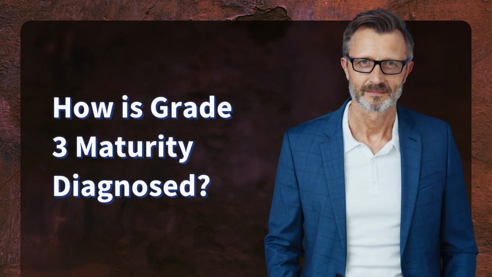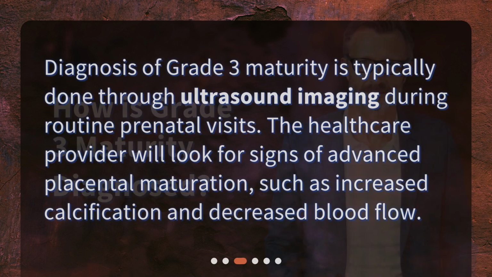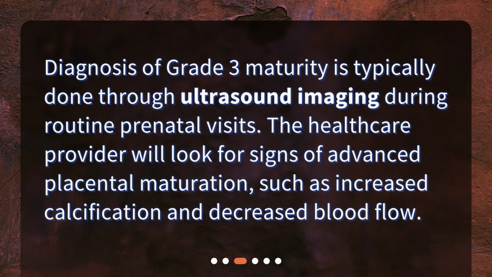How is grade 3 maturity diagnosed? Diagnosis of grade 3 maturity is typically done through ultrasound imaging during routine prenatal visits. The healthcare provider will look for signs of advanced placental maturation, such as increased calcification and decreased blood flow.